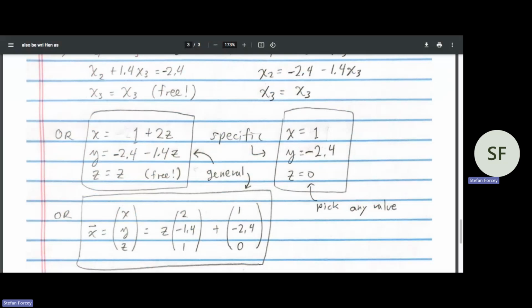Finally, there's a nice way to write the general solution as vectors. You can say that the vector x, y, z, or it could have gone with x1, x2, x3, is equal to the free variable times another vector, which would be the coefficients of the free variable in that way of writing it with equations. So I have z times 2, negative 1.4, and 1. And then add on the specific answer, which would be just the constants in the original equation answer, 1, negative 2.4, and 0. But it is the same thing as the specific solution if you picked z equals 0.